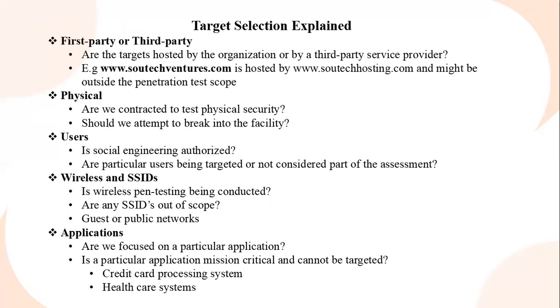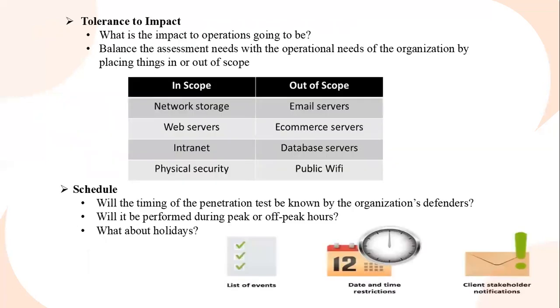Okay, so this is an explanation of those different types of targets. Are the targets hosted by the organization or by third-party service providers? Are they physical or contracted? Is social engineering authorized? Are you testing the wireless SSIDs? What applications are you testing? Tolerance of impact: how impactful is the test that you're carrying out going to be?